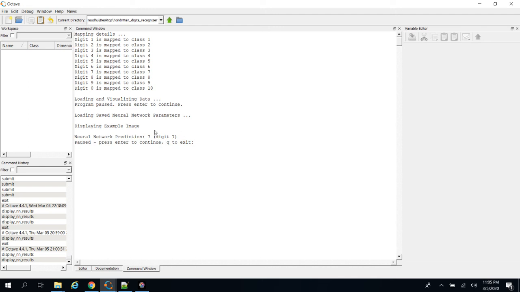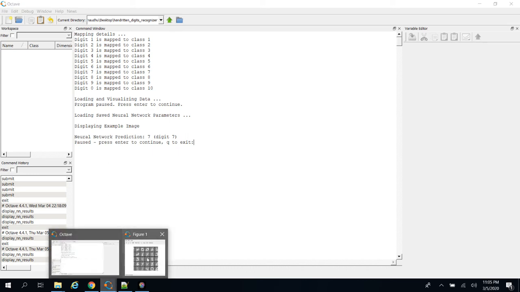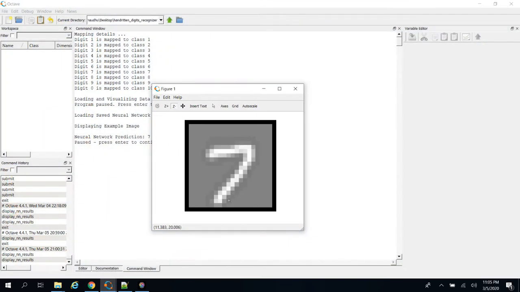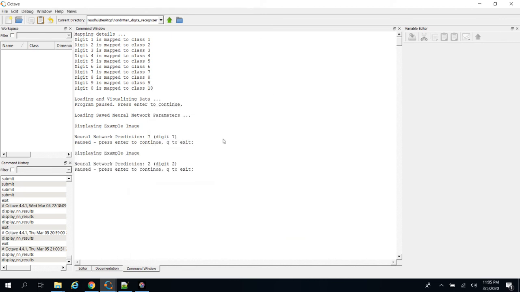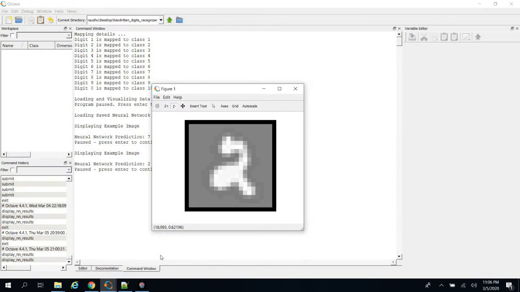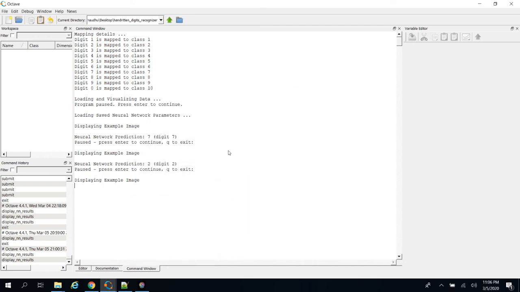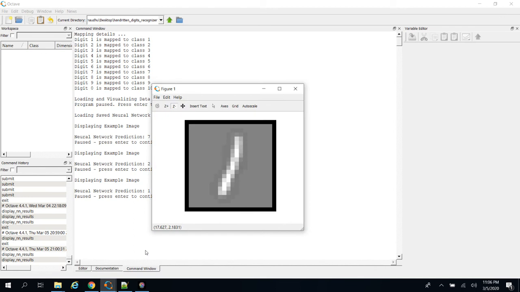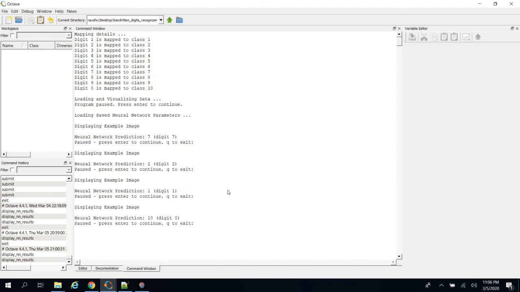Now our neural network is predicting that it's 7. Now for digit 7, let us see whether we got 7 or not. As you can see, this is a 7. Let's check again. So now our neural network is saying that it got the digit 2. Let's see what we got. So it's 2. Now it's saying it's 1. Is it really 1? Well, it's 1. So the neural network is doing its job pretty accurately.